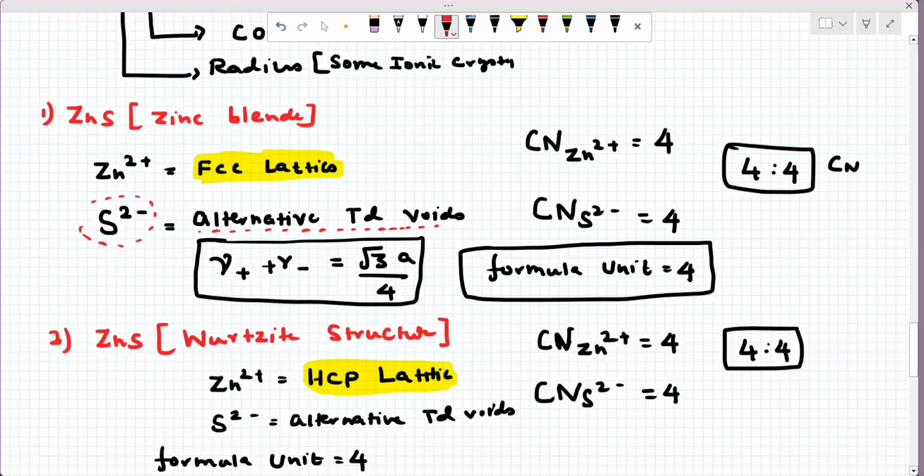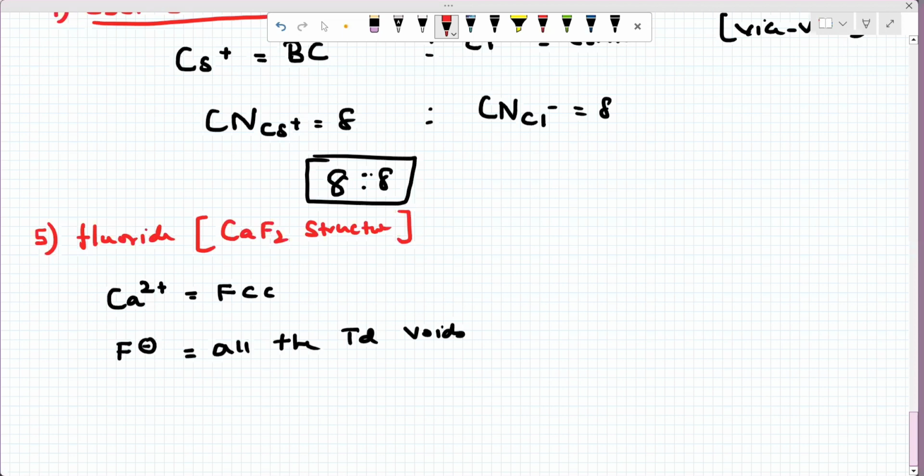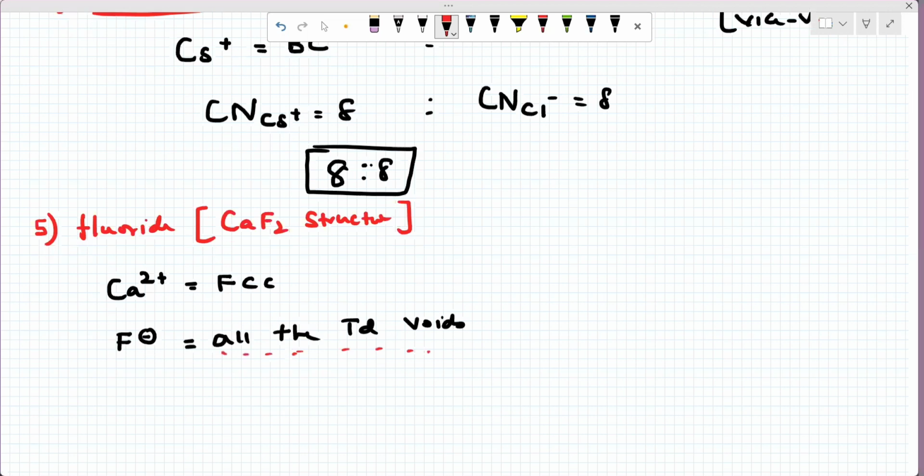But in calcium fluoride, F- occupies what? All the tetrahedral voids. They will ask the question: which of the following ionic crystals has the anion occupying half of the tetrahedral voids? Option A, zinc sulfide. Option B, calcium fluoride. Option C, NaCl. Option D, cesium chloride. What is the answer? Zinc sulfide. All the voids is calcium fluoride. This type of question has already been asked in CSIR, GATE exam, and in TRB. Remember that. Very simple.